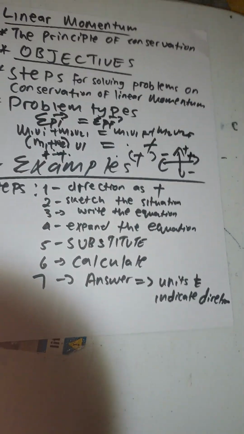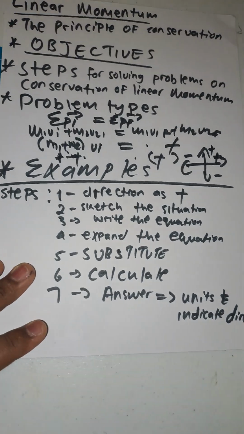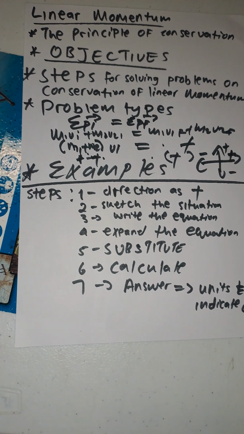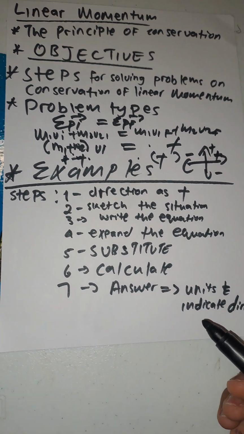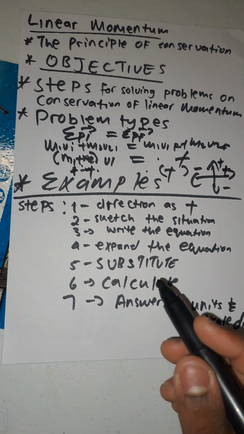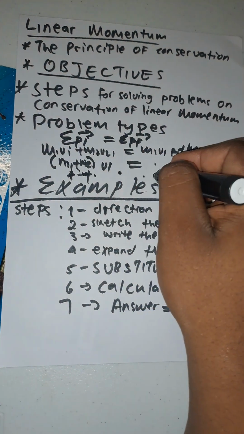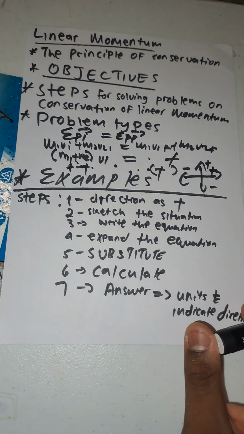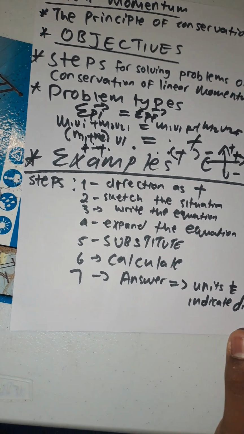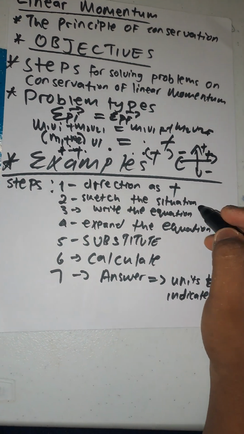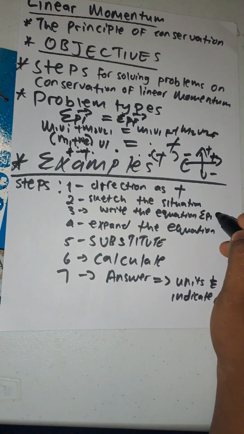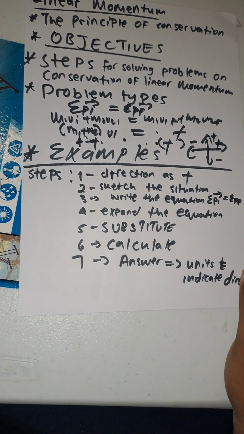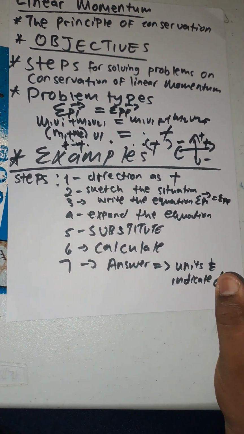Number 2, sketch the situation. What do I mean when I say sketch the situation? I basically mean draw a block to represent each object. If they say a 2 kg block was there, draw it, and then another one, draw it, and describe the scenario in your own words and think about it. Number 3, you write down the equation: the sum of momentum before equals the sum of momentum after. That is the equation for the conservation of momentum.